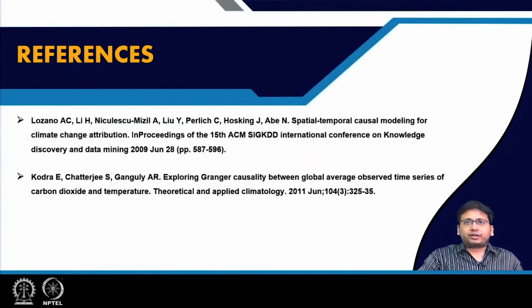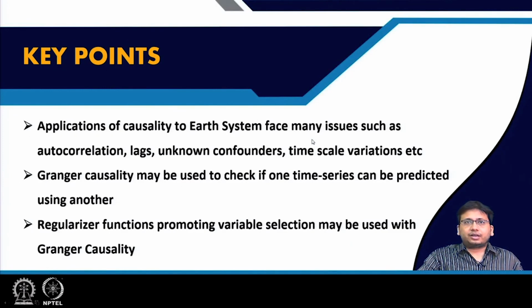So these are the references for the two papers that we discussed. Applications of causality in earth system science may face many issues such as autocorrelations, lags, unknown confounders, timescale variations, etc. Granger causality can be used to check if one time series can be predicted using another, and regularization functions can be used to promote variable selection under different criteria. They can be used for Granger causality.